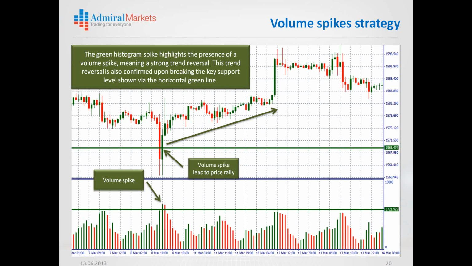So, volume spike strategy: we see that the price has been consolidating above, let's say, a pivot point. The green histogram spike highlights the presence of a volume spike. So we see that there is a volume spike. It's marked on the chart, meaning a strong trend reversal. This trend reversal is also confirmed upon breaking the key support level shown by the horizontal green line. So this green line, let's call it pivot point, just for the sake of this presentation.